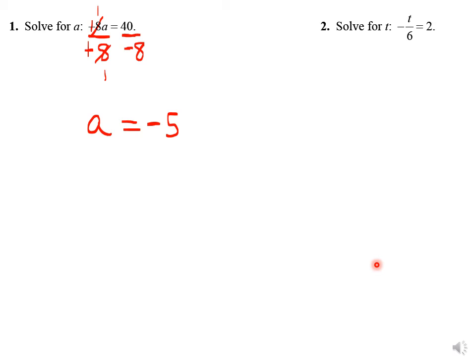Okay, this one's a little more fun one. Let me rewrite this here because I don't like the way it's sitting there. I'm going to write it as negative t over 6 is equal to 2. Let's see, I don't like fractions here, so let's multiply both sides by 6 over 1, or just 6.